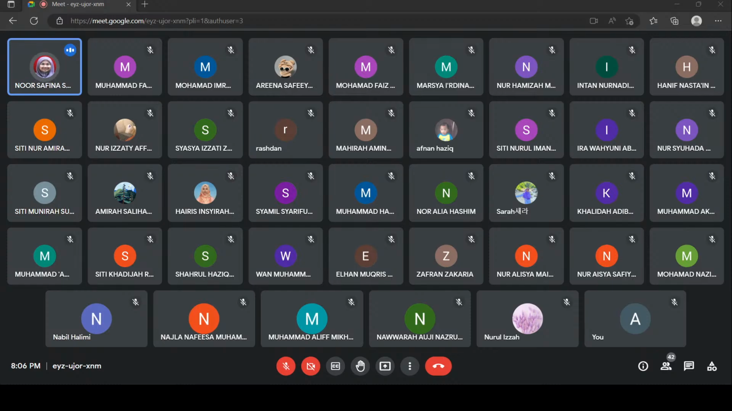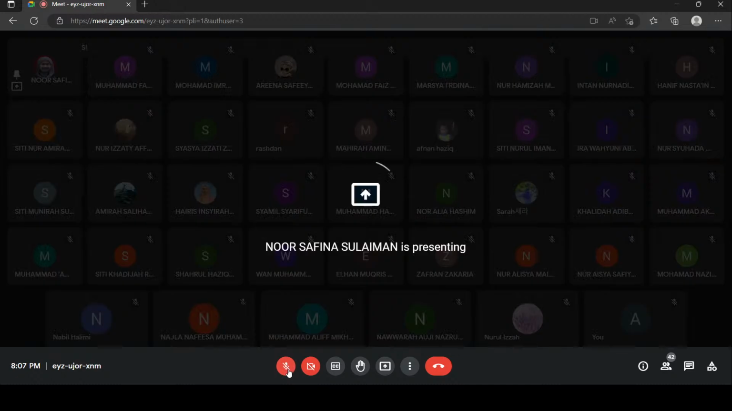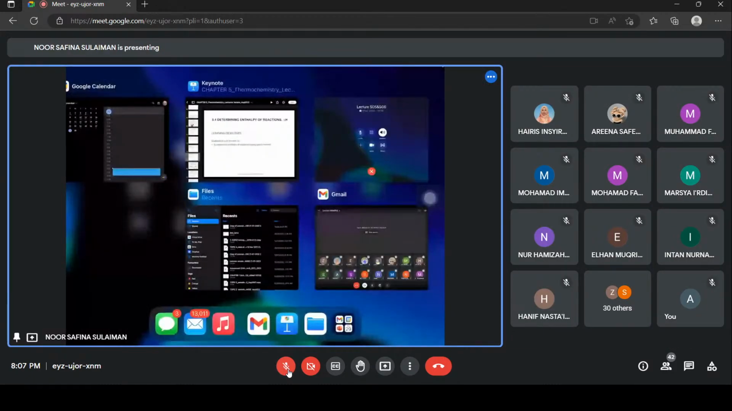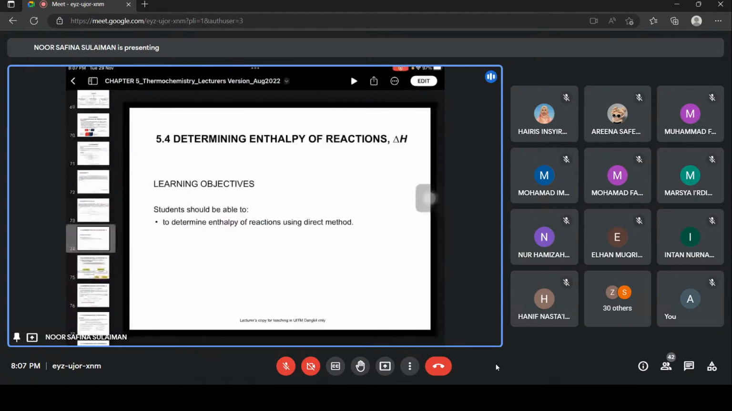Kita calorimeter dah cover, betul tak? So kita sambung dengan 5.4. Betul tak? Betul. Okay, so kita start dengan 5.4, determining enthalpy of reactions.